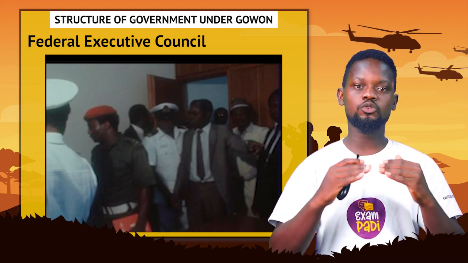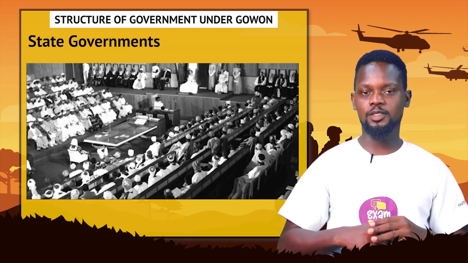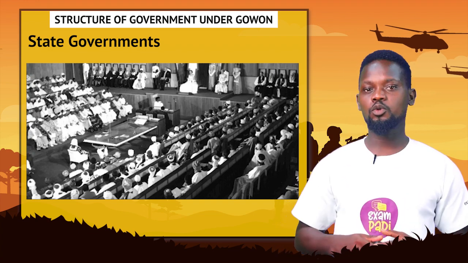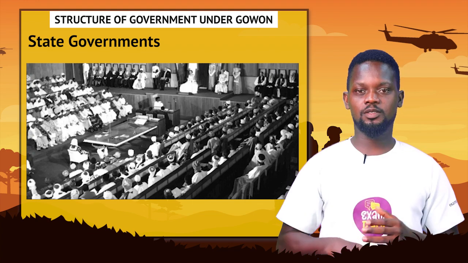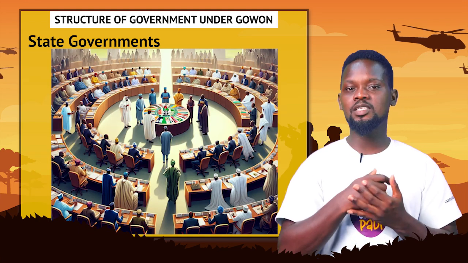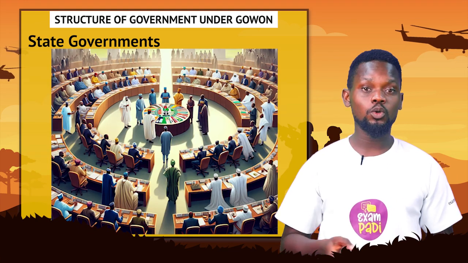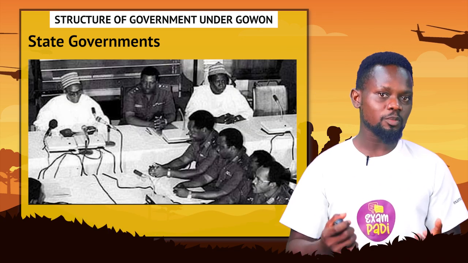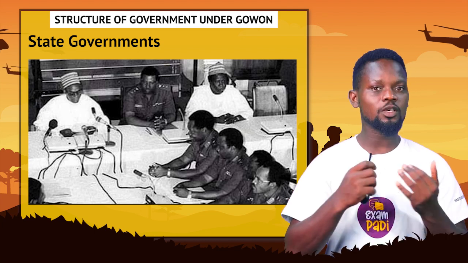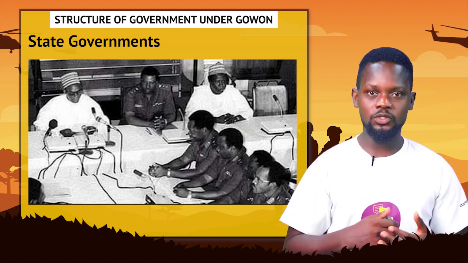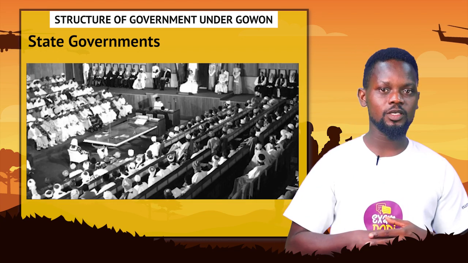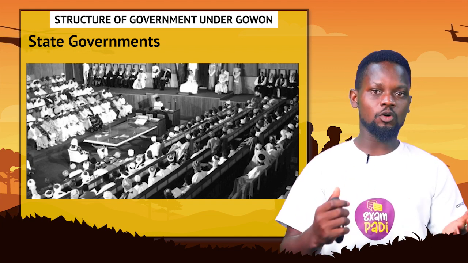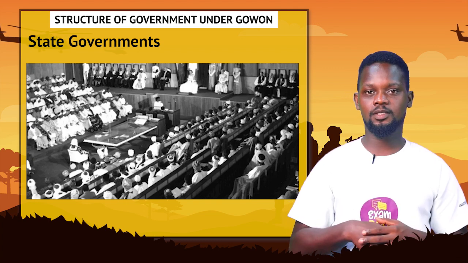Under the Federal Executive Council were the state governments. Each of the states had a military governor and an executive council, responsible to the federal government. The state military governor had legislative and executive powers, so he made edicts and chaired the state executive councils, most members of whom he appointed. Other members of the council included the secretary to the state governments, civil commissioners, state police commissioner, permanent secretaries, and the commanding officer of the army units in the states.